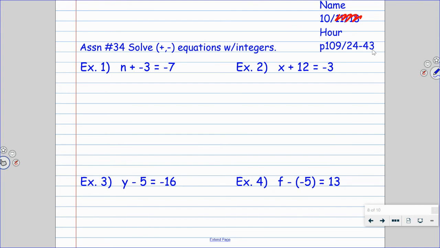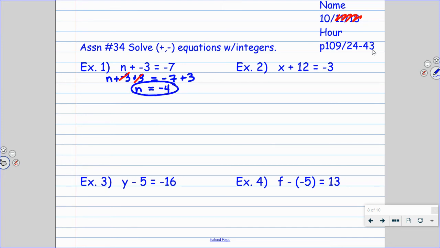So first off, we have an n plus a negative 3. How are we going to get rid of that negative 3? With a positive 3. And of course, we're going to be fair to both sides. Now, a negative 3 and a positive 3 cancel out, leaving us with our goal of n by itself and equaling, in this case, 7 feet below water, 3 feet up, and we're still below water.